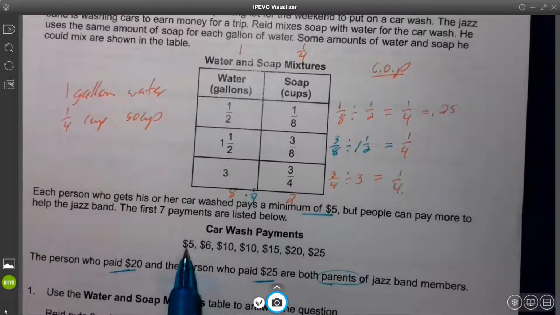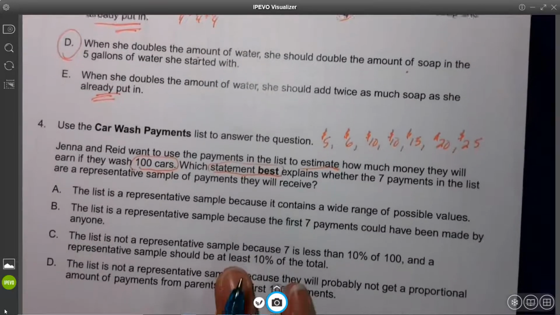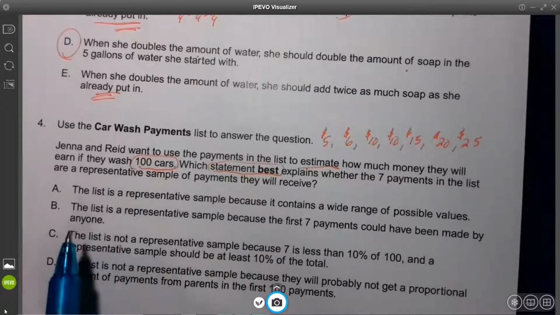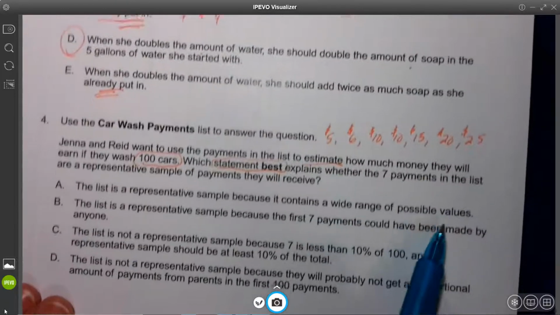Notice the minimum is $5. So there's going to be a lot of people like, oh, $5, I'll pay some kid to do that. Okay, so keep that in mind when you're reading this problem. Let's go through them. The list is a representative sample because it contains a wide range of possible values.